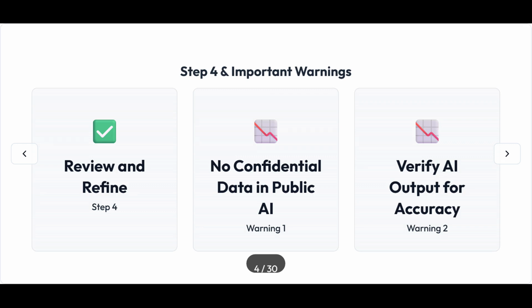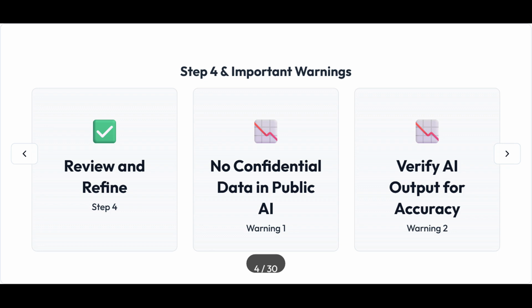Step 4. Review and refine. Treat the AI's output as a first draft, not a final product. As the guide notes, it gets you 80% of the way there. Your job is to review, edit, and add your expertise. The goal is to work faster, not to eliminate human oversight.